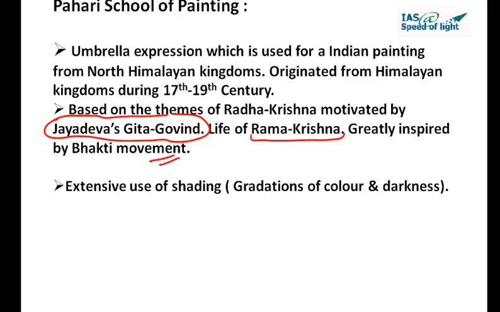Pahari school of painting is also famous for extensive use of shading, which is the gradation of color and darkness. Suppose it's very white, then you go to red, then you go to yellow. So different gradations, extensive use of shading. Please don't go into much detail of these things. Just focus on what we are telling you now, because 99% of the chances are that nothing will come from outside of these things.